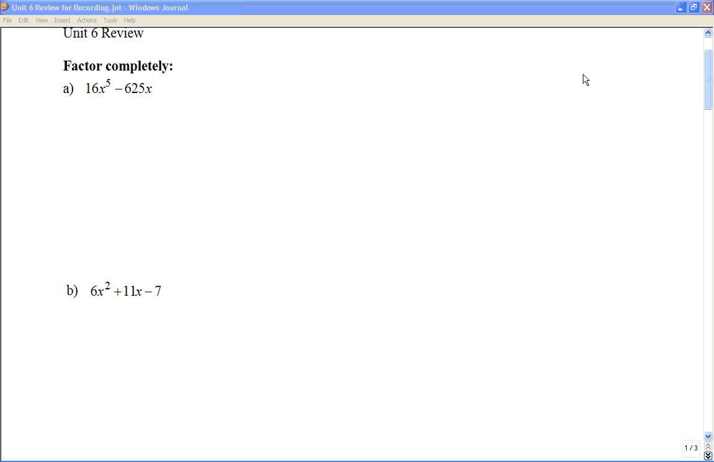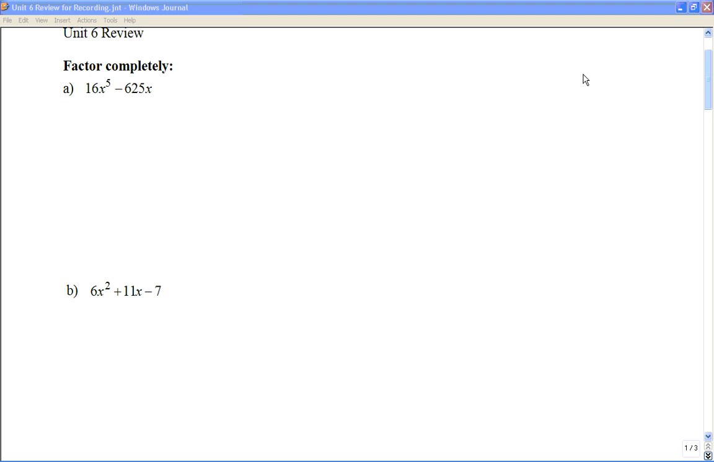Hey everyone, here's the review for the Unit 6 test that is coming up. So I'm going to work through the problems on the review sheet that you've already received. If you do not have it, you can also check on the website for the answer key or a blank copy for you to print out so that you can have another version for yourself.